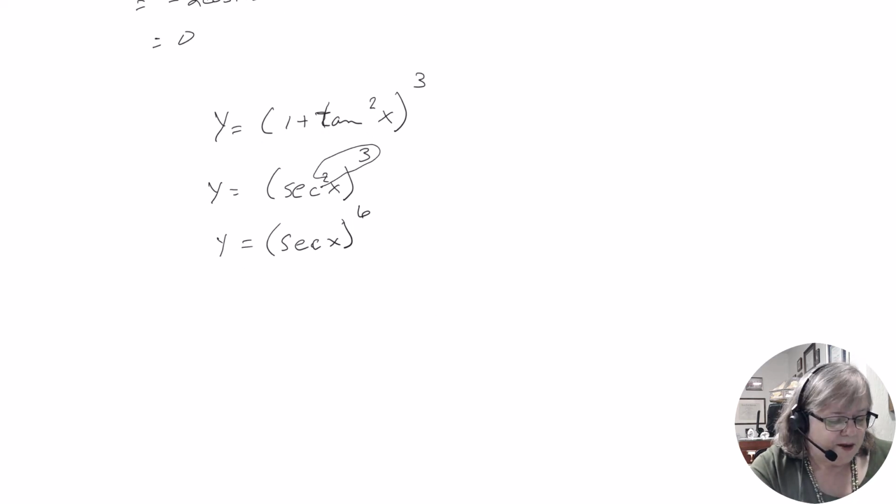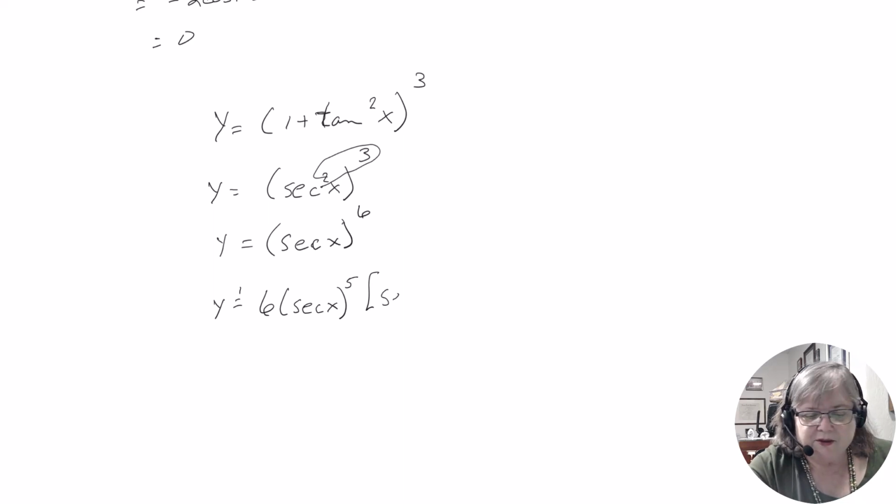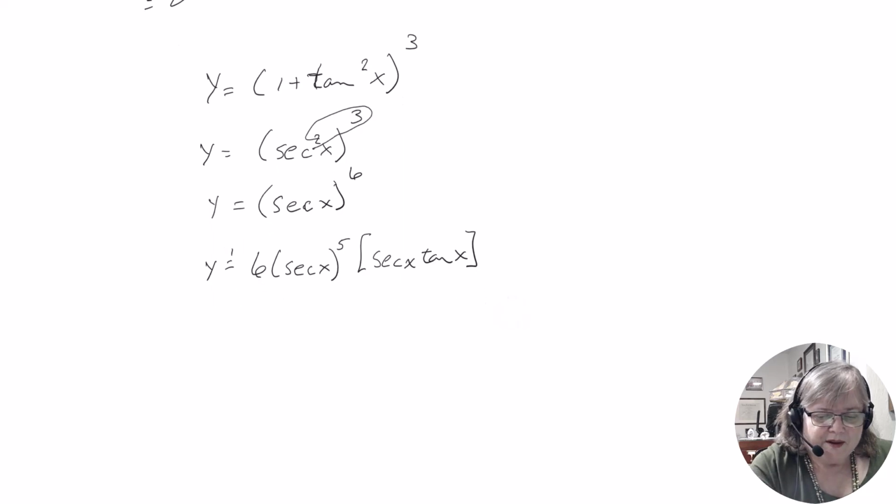Now, you haven't taken the derivative yet. You've just rearranged it. So y prime, you bring the power down, leave the inside alone, take 1 off the power, loop back in, and take the derivative of the inside. So it turns out to be 6 secant to the 6th x tangent x.